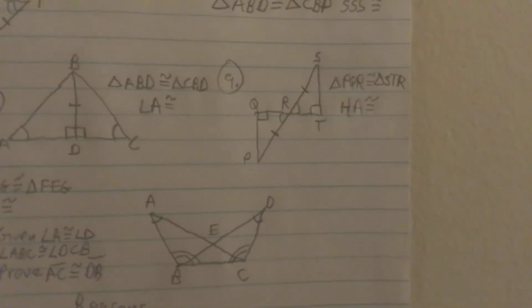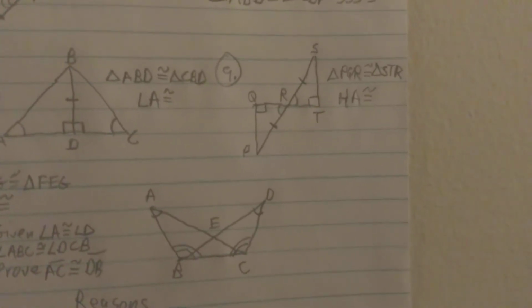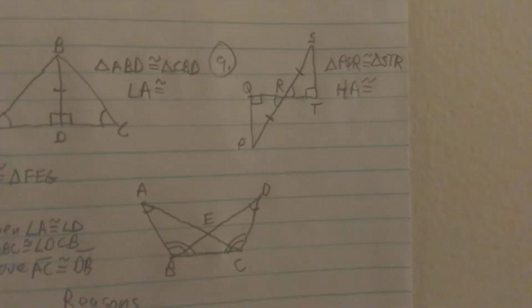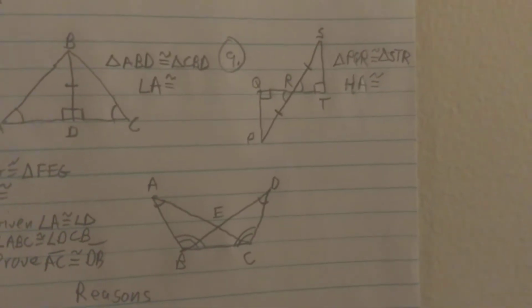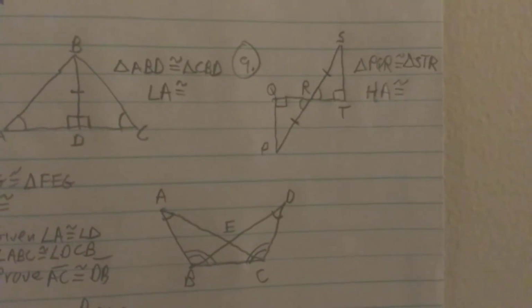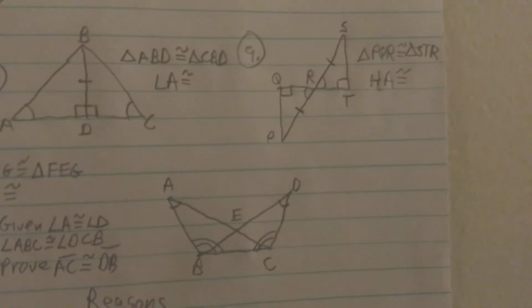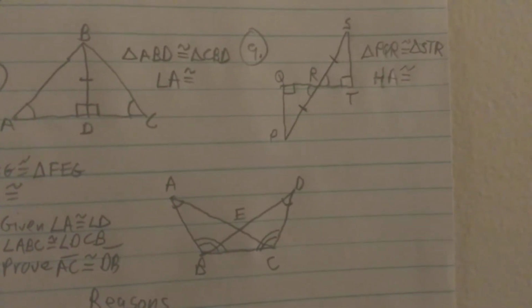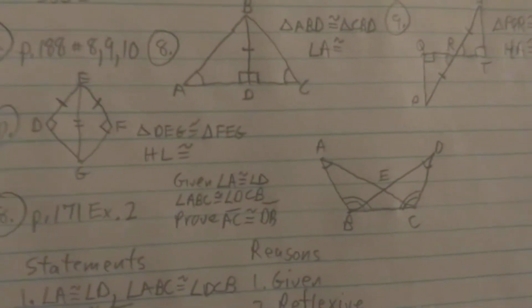Now for 9, we have PR congruent to SR, which is the hypotenuse, and we have the vertical angles PRQ congruent to SRT. So we have triangle PQR congruent to STR by hypotenuse angle congruence, because angles Q and T are right angles, therefore I can use the right triangle congruence.